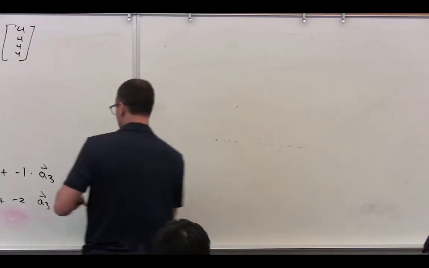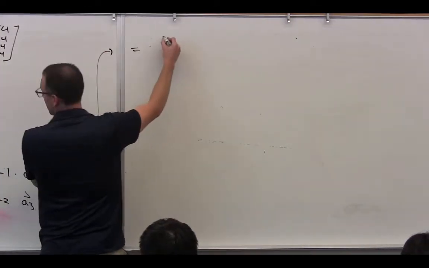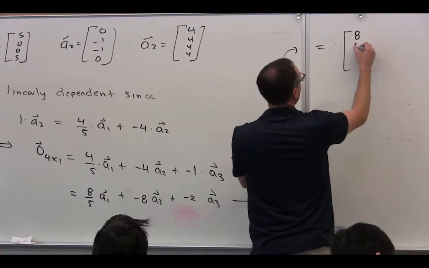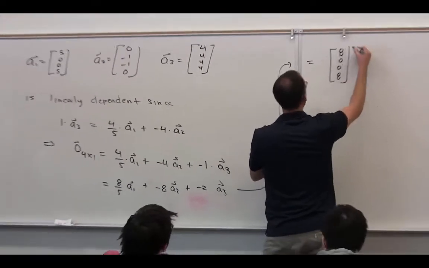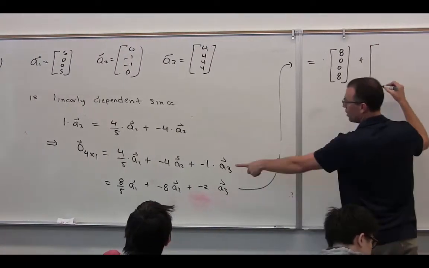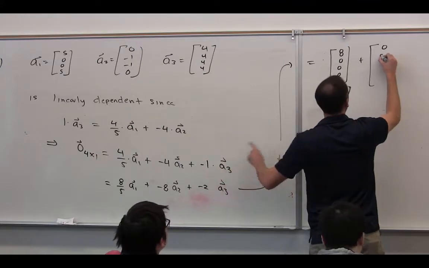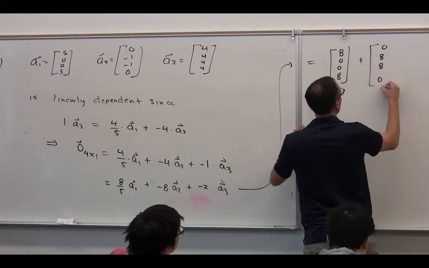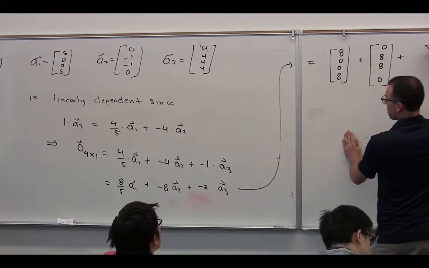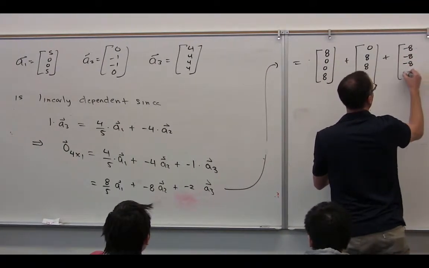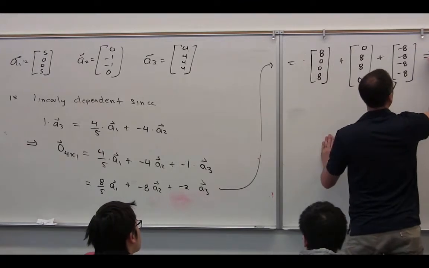All right, here we go. So 8/5 A1, what would that be? 8, 0, 0, 8 plus, what's the next one? 8, 8, 0 plus what? Negative 8, negative 8, negative 8, negative 8. What's that equal to?